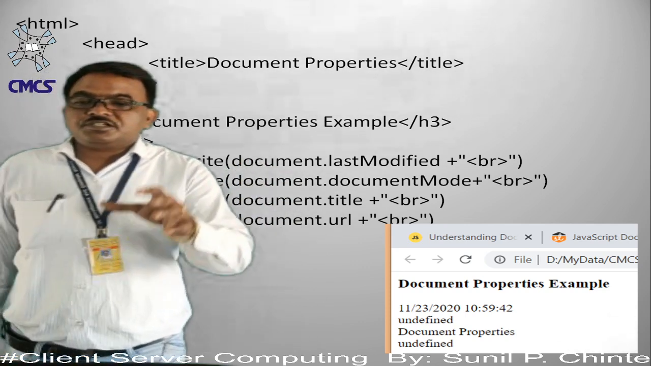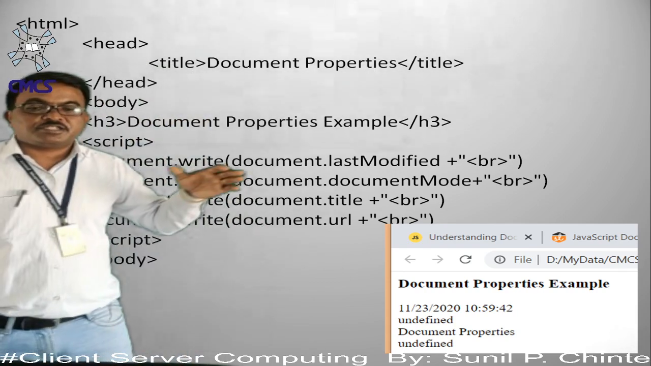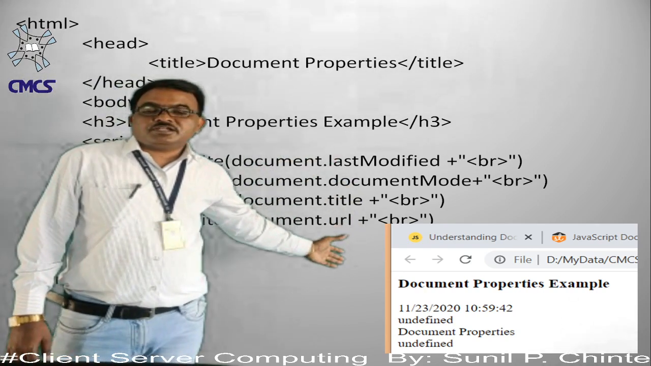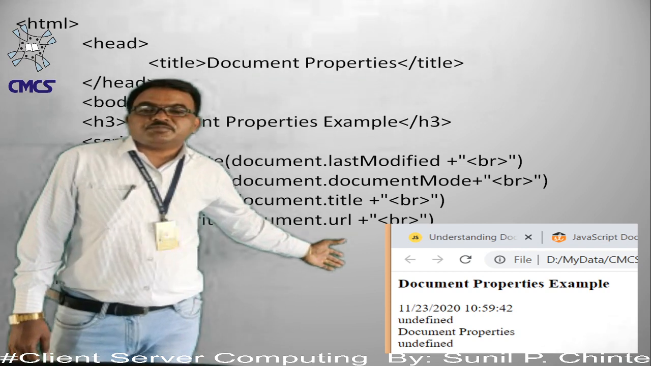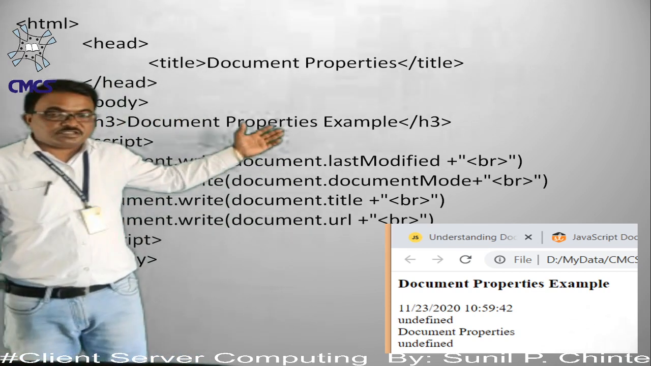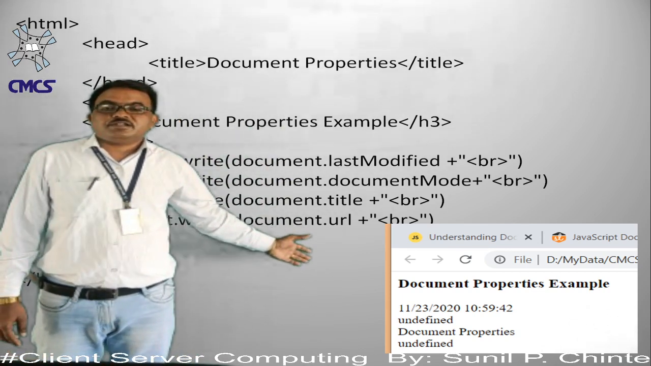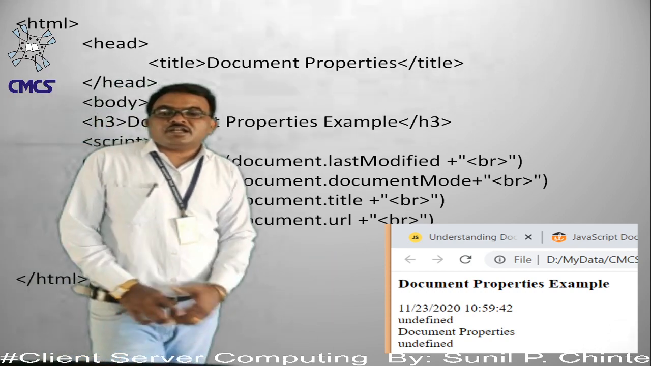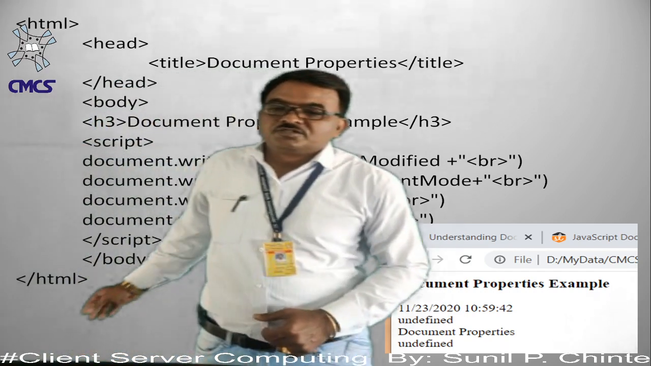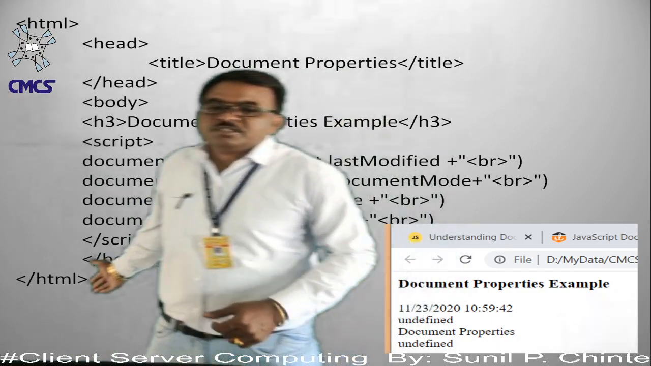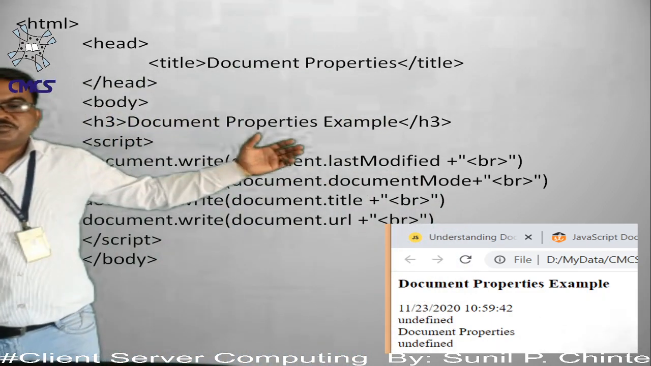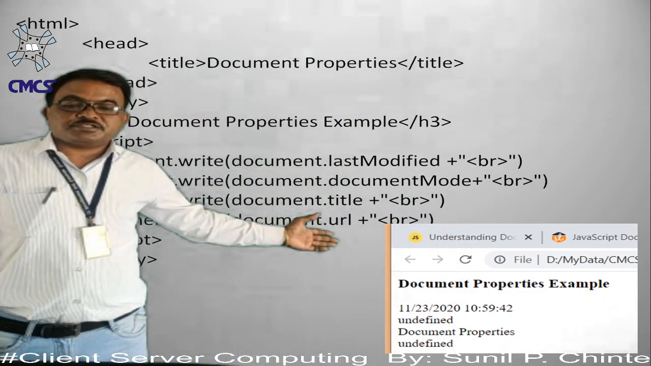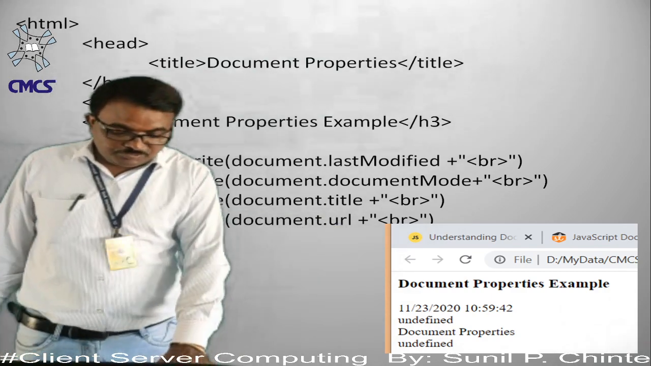After executing this web page, we got the output like this. It shows the last time I modified it, at the date 11/23/2020. This is the exact output of those properties. So these are the document properties.